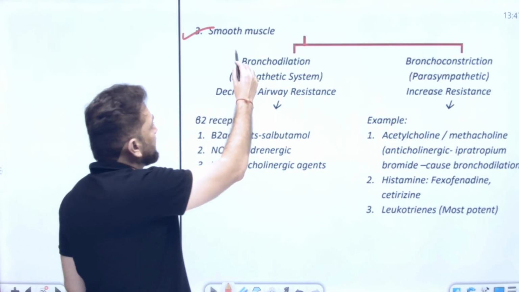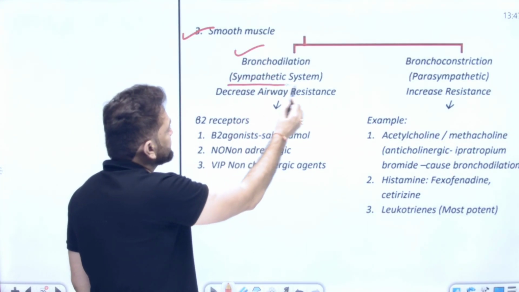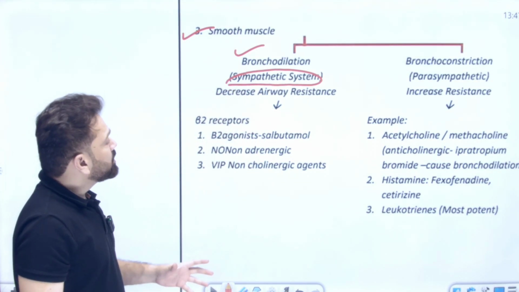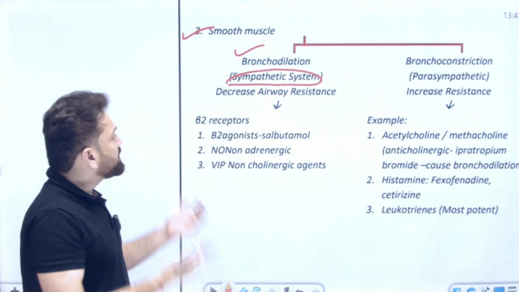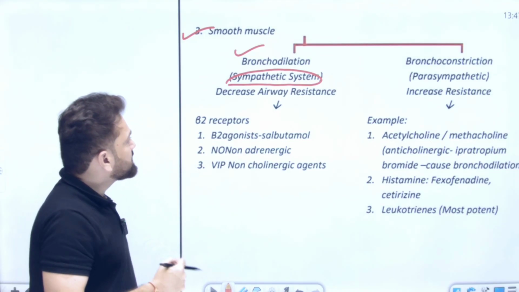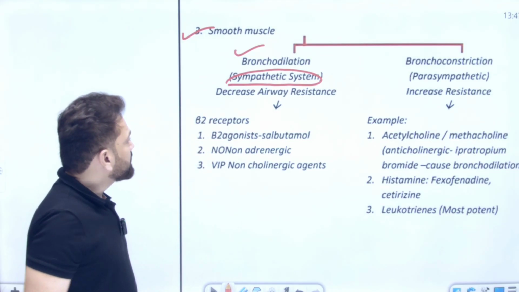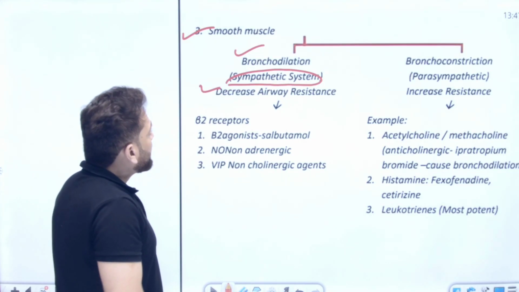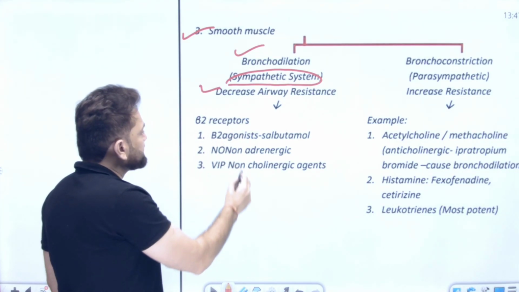When there is bronchodilation, it is the sympathetic system. When you are under the influence of the sympathetic system, you need to dilate your bronchus, you need more and more air. You have to run, you are in stress, so the bronchus will dilate. It will decrease airway resistance. Okay? And the receptor which is there is beta 2.